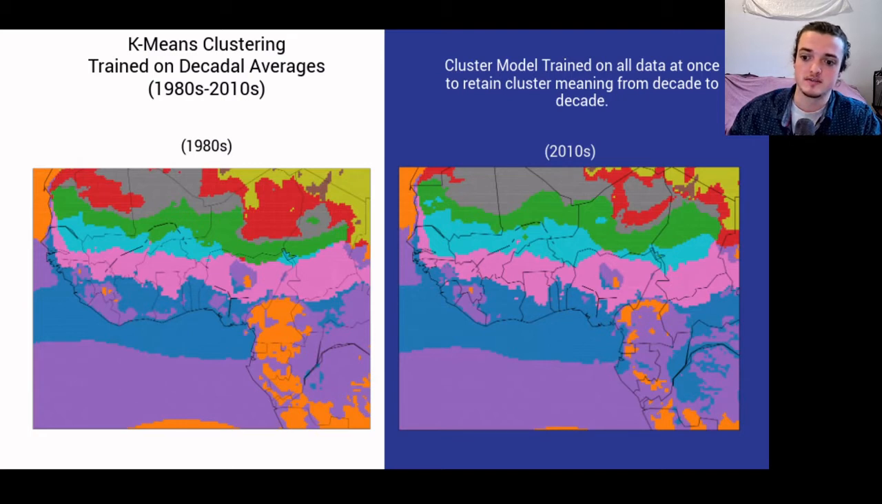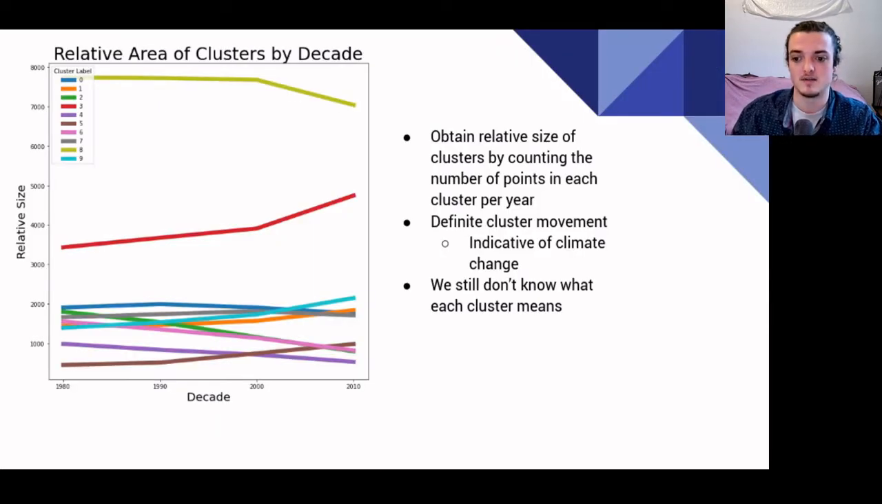After proving to myself that clustering climate data is a reasonable approach, I clustered on the West Africa region. On the left, you can see clusters formed from the 1980s, and on the right, the 2010s. The key idea here was to cluster on both space and time to allow meaningful cluster labels across time. If we count up the number of cluster labels, we can get a map of the relative size of each cluster for the West African region.